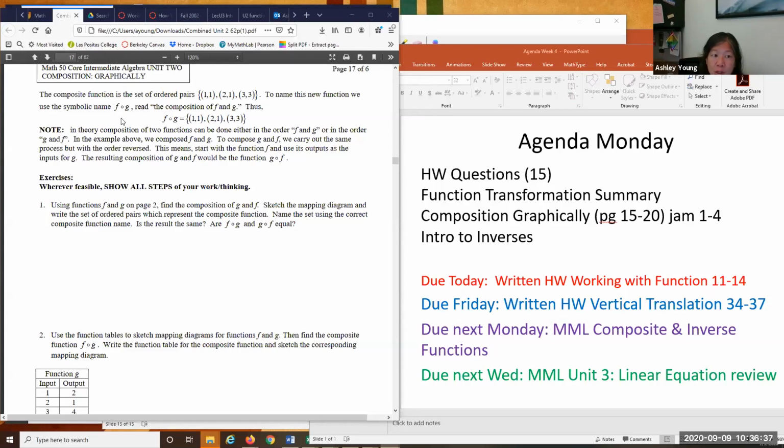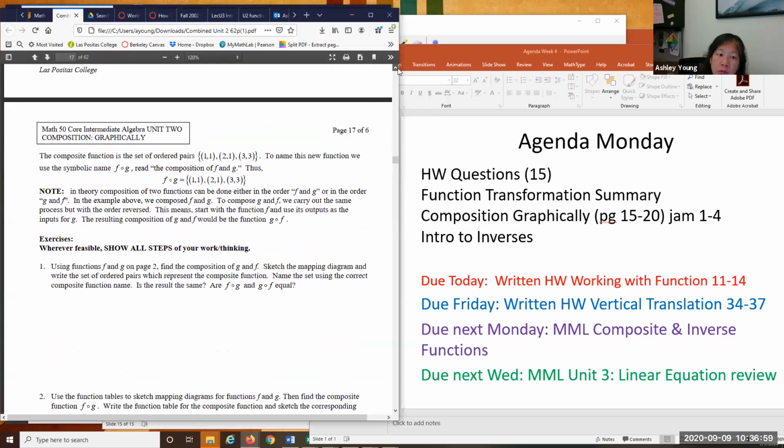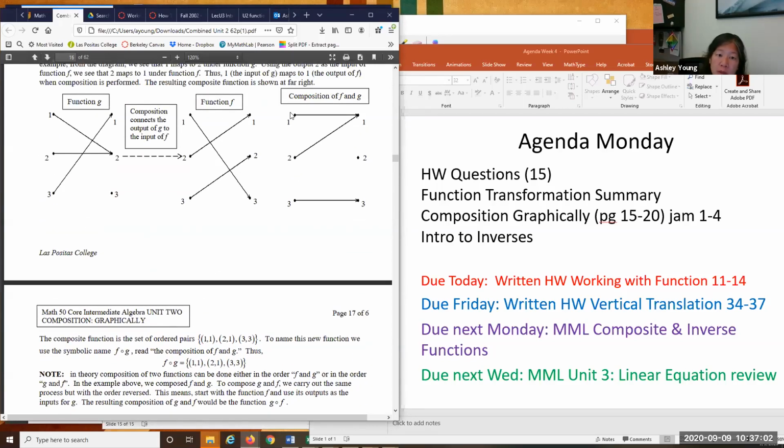To rename this new function, we have what we call f of g. That little circle there is not a dot. It's not f times g. It's a very, very small circle, f of g. That's the composition of f and g. So f of g is 1 goes to 1. Here, I'll show you. 1 goes to 1, because it went from 1 to 2 and back to 1. 2 goes to 1, because 2 goes to 2 and then up to 1, so 2-to-1. And 3 goes to 3, 3-to-3. So this is the composition.